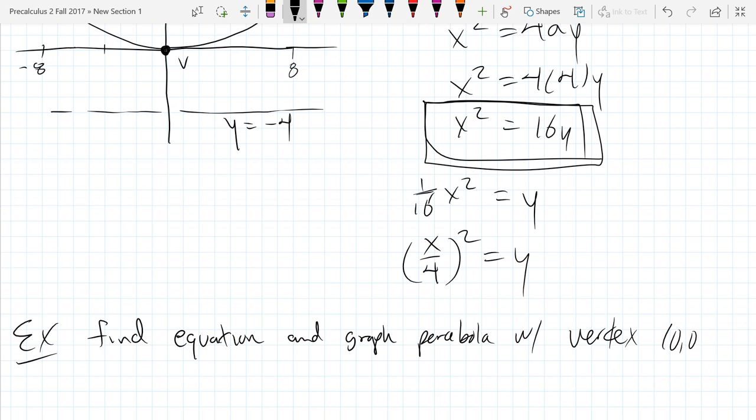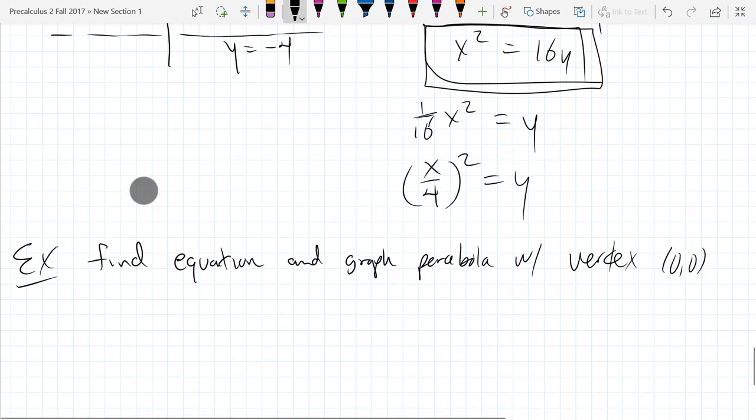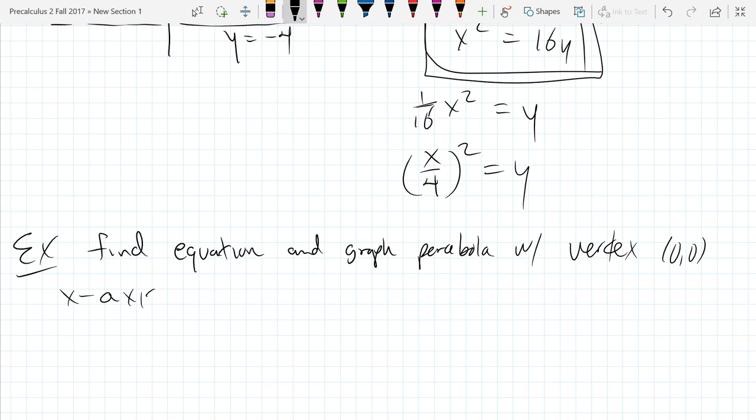With vertex (0, 0), x-axis symmetry, and graph contains the point (-1/2, 2). I want to know the focus, directrix, and of course the graph and the equation.